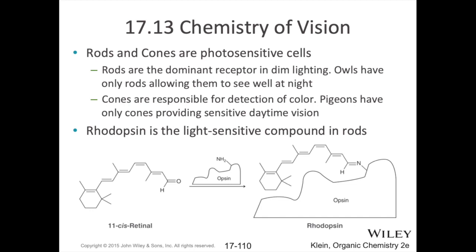Cones, on the other hand, are important for the detection of color. Animals that are more active in the day, where nighttime vision isn't as important, tend to have more cones.